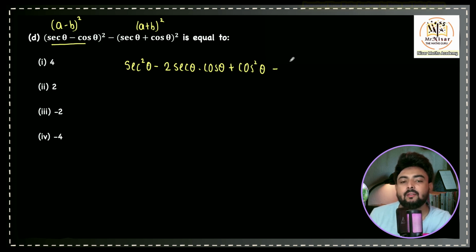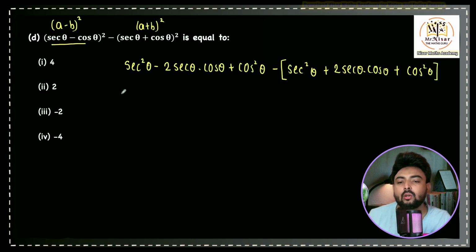minus, then we have in the second bracket, see, whenever you have a minus sign before the bracket, try to write it in the bracket, so that when you open it, the signs will get changed. So (a plus b) whole square becomes a square plus 2 into ab, 2 into sec theta into cos theta, plus b square is what here? Cos square theta. Yeah.